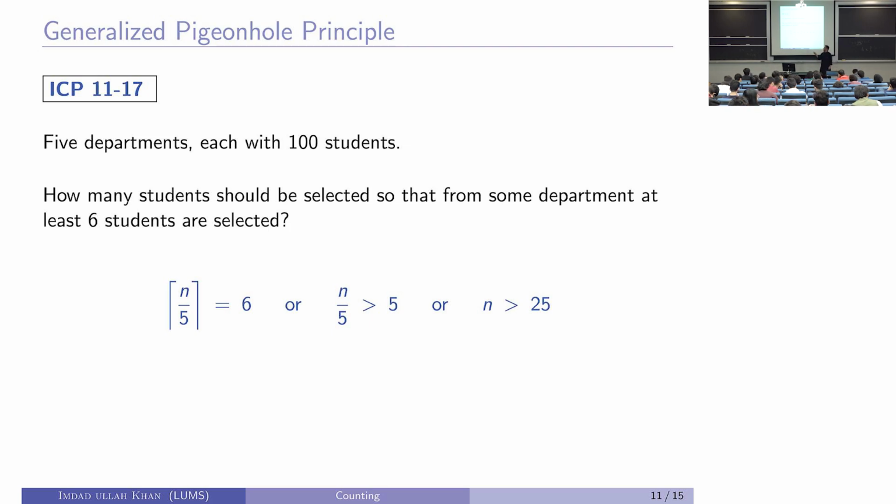So I want to say that the ceiling of n over 5 should be equal to 6, right? Or greater than or equal to 6. Okay, and now solve for n. Solve for n means that the ceiling of n over 5 is equal to 6 if n over 5 is bigger than 5, right? So n over 5 is bigger than 5, that means n should be bigger than 25.